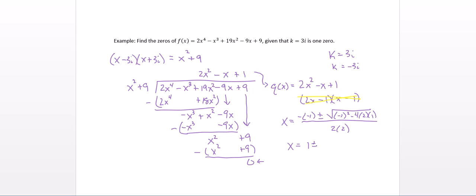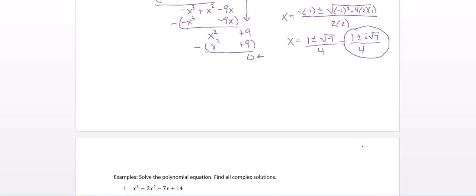This is 1 plus or minus, that's 1 minus 8, so that's a negative 7 all over 4. And the square root of a negative gives me an i: square root of 7 all over 4. So my zeros are 3i and negative 3i, and then these two super ugly complex numbers down here. We found all the zeros of the 4th degree polynomial: 1, 2, 1 is positive, 1 is negative, that's 3 and 4.